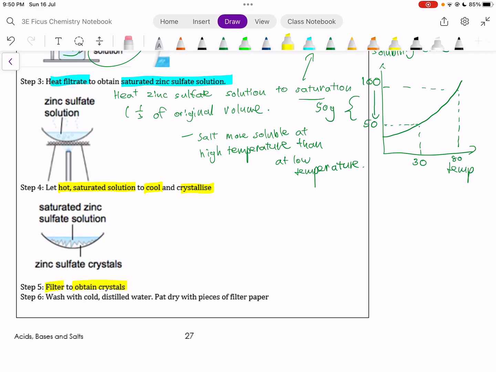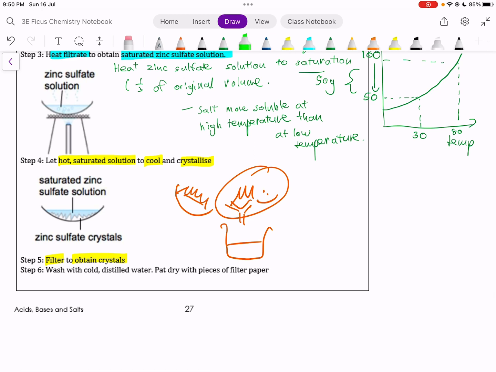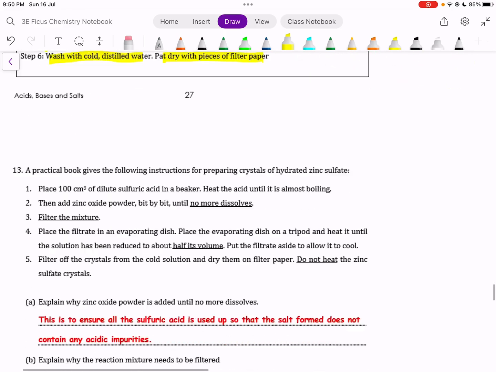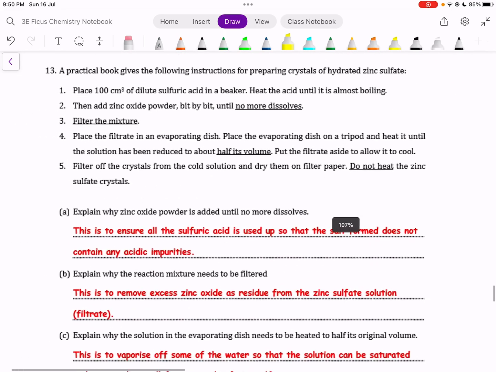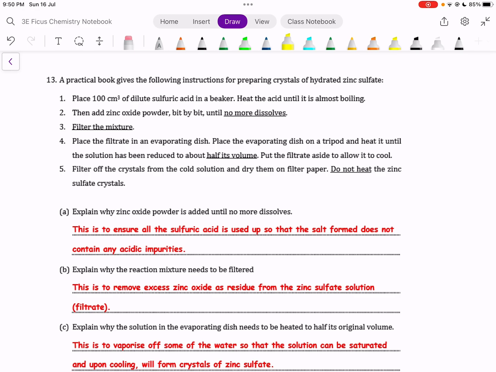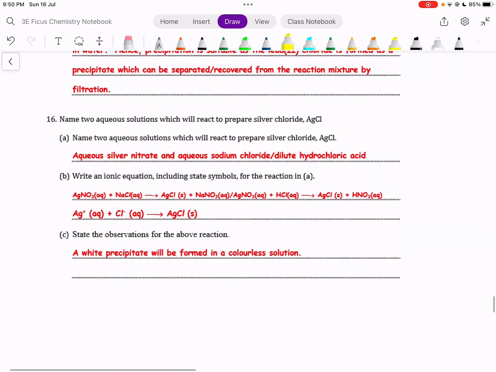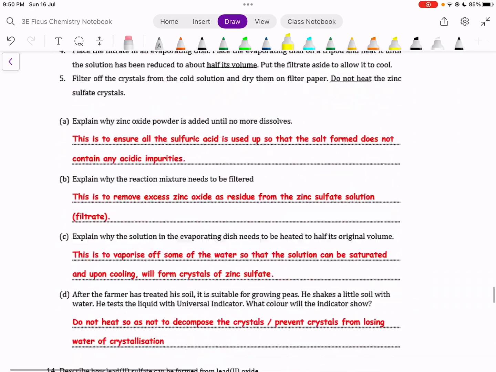So for this one you need to do the filtration one more time, with the crystals. This time round the crystals are what you want. Then the final thing: wash with cold distilled water, and pat dry with pieces of filter paper. Now let's look at some questions, or examples, to check your own understanding.